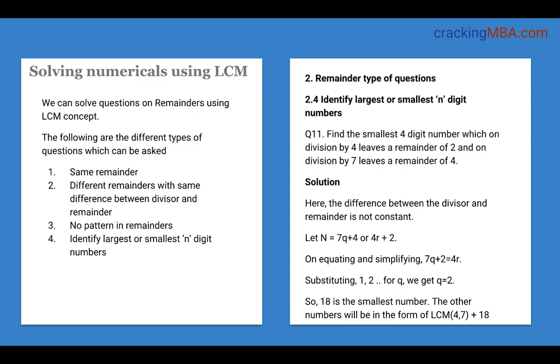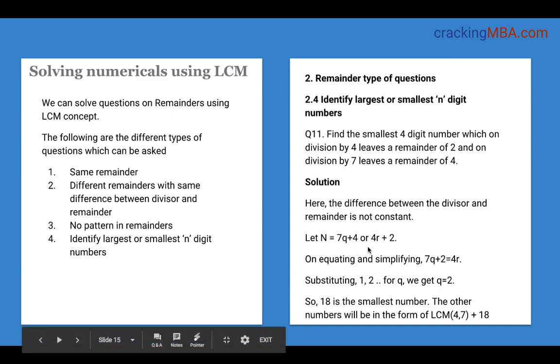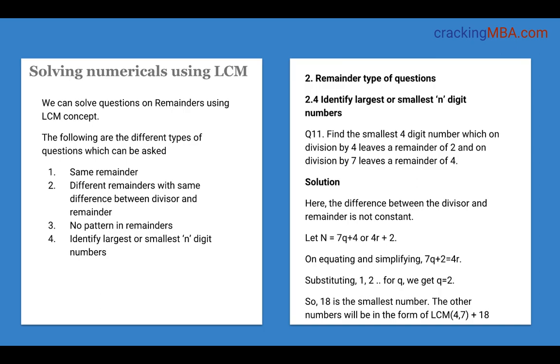Now let us look at another type of question. This is type 3 of question where there is no pattern. Here also we're trying to find the smallest 4-digit number. Just as we did before, we equate 7q plus 4 is equal to 4r plus 2, and we keep substituting the values of q where we get a multiple of 4. So we get q is equal to 2. The smallest number possible is 18, and all the other numbers will be in the form of LCM of 4 and 7 plus 18.